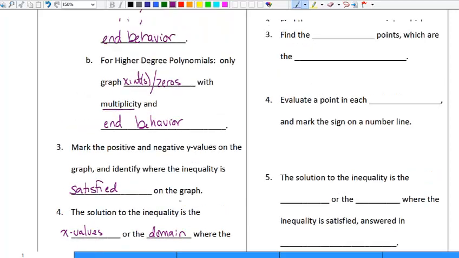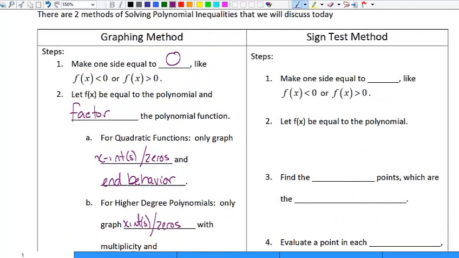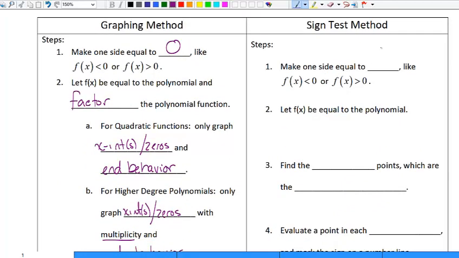Okay, so let's go through the steps of the sign test method. The steps for the sign test method are, number 1, make one side equal to 0, very similar to the graphing method. Step 2, let f of x be equal to the polynomial, very similar to the graphing method as well. Next, I need to find the boundary points. The boundary points are, in this case for polynomials, the x-intercepts. For rationals, they might be some other things, okay?